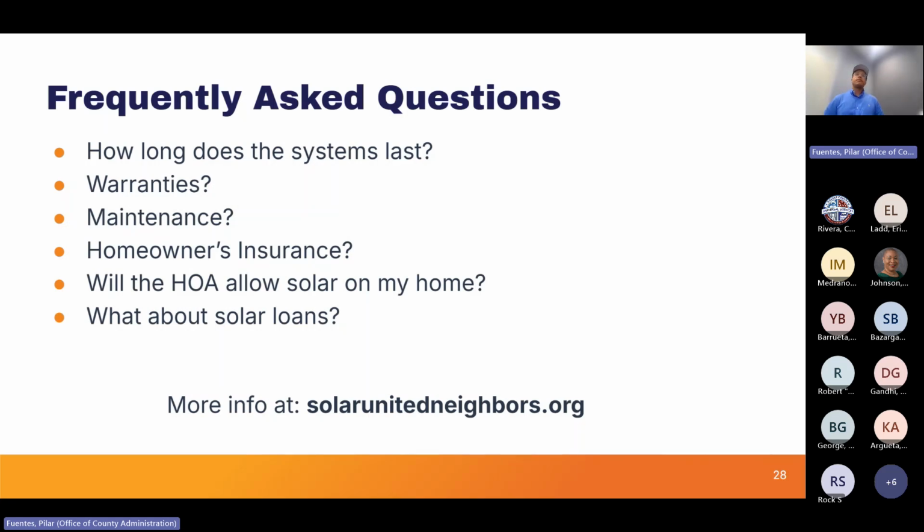This is my own question. When you do solar installations, usually Harris County Appraisal District increases the property value of your home and therefore your property taxes as well. Does the benefit of solar offset that increase? I love this question. That's a good question. You've added an asset to your home. Is Harris County going to come tax that asset? Texas has a great law that allows you to abate that increased value from solar.